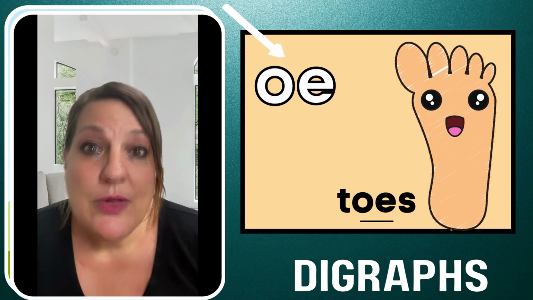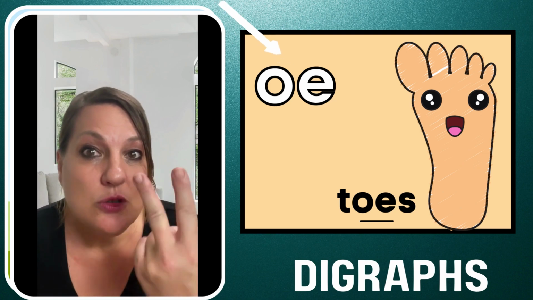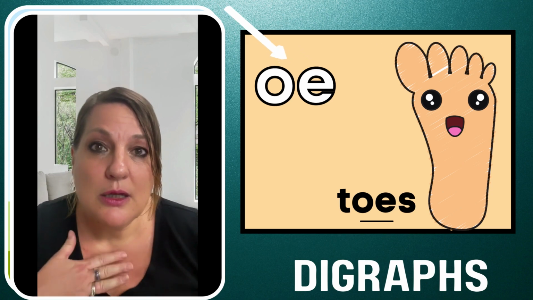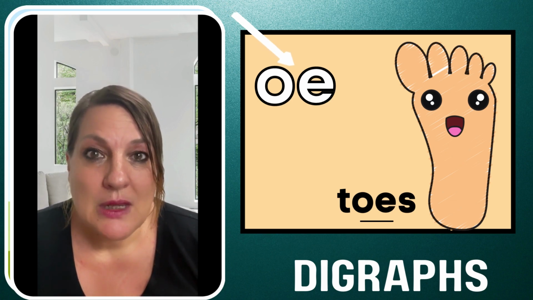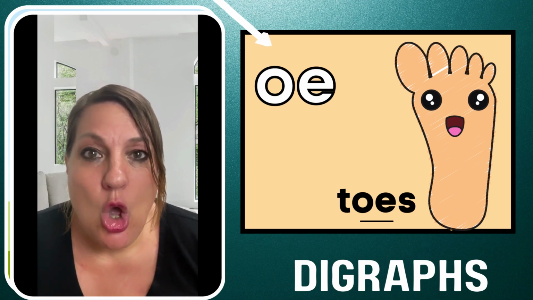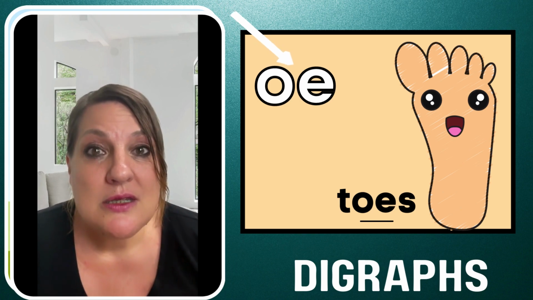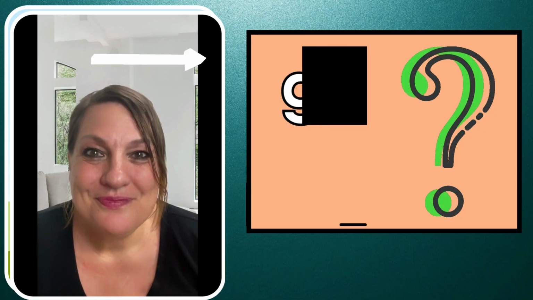Now we look at the sound O, the long O. This is produced with an O and an E together. These two vowels come together, and the O is taking the prominent stance, and you're hearing the long O sound, as in toe. T-O-E, toe. You try. T-O-E, toe. Excellent.